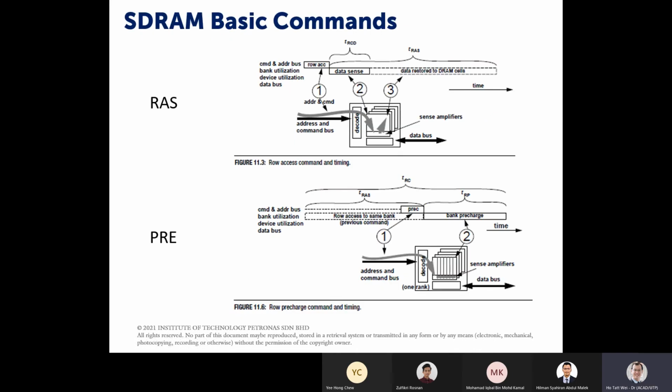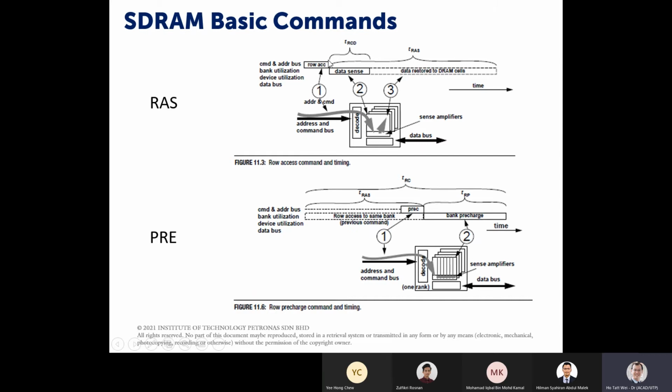So I'm just going to only focus on 3 commands. Some SDRAM devices would have more fancy commands and all that, but these 3 are the basic. The row access command is basically you put the row access command, there's a data sense, and then there's a certain amount of time when the data comes out. The data is restored. Okay, because it's row access, it's not actually reading anything, it's just doing the data sense and the restore.